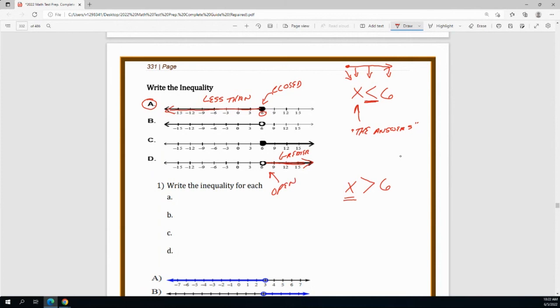Notice that the circle is open. That means that the answers cannot be 6. They can be 6.1, 6.2, but they cannot be 6. So I will not be putting a line underneath that inequality symbol.